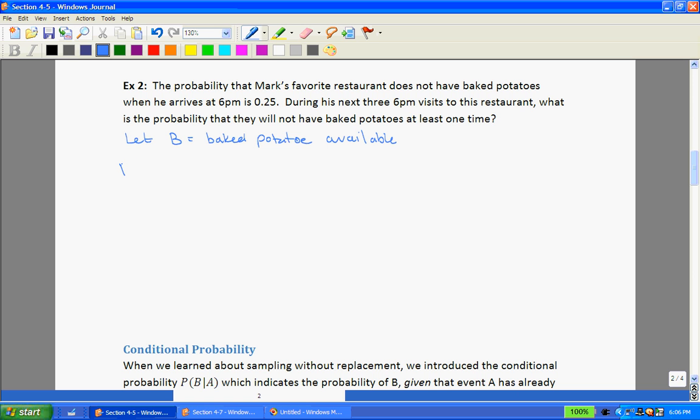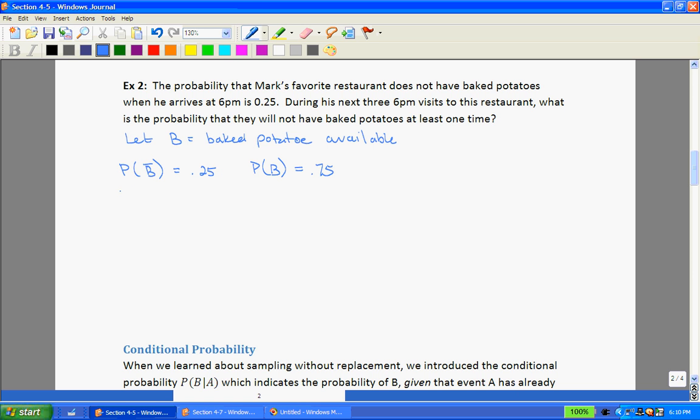So what we have is that a baked potato is not available, so we know the complement of B is 0.25. Okay, so if the probability that a potato is not available is 0.25, that means the probability that a baked potato is available is 0.75, using that complement rule there. We're interested in the probability that they will not have baked potatoes at least 1 time. The complement of that is that they will not have baked potatoes none of the time, which I know sounds kind of weird. It's a double negative. So what that really means is that they will have baked potatoes every time.